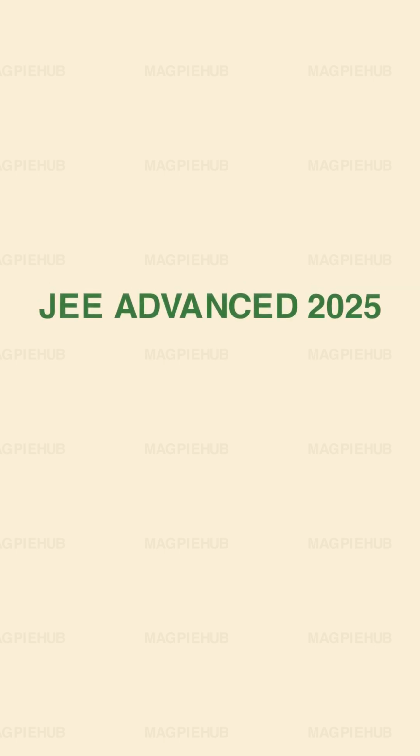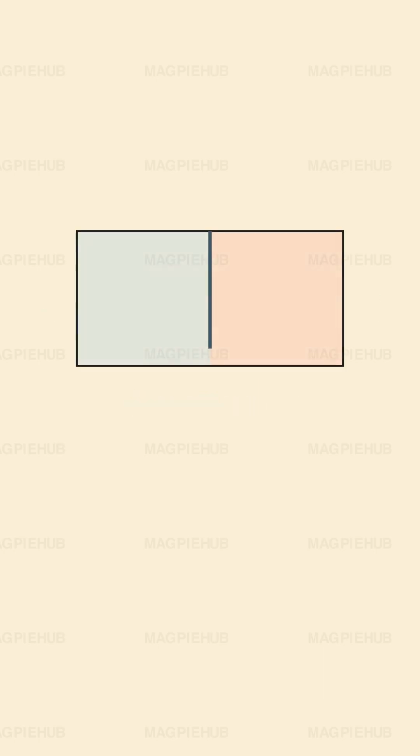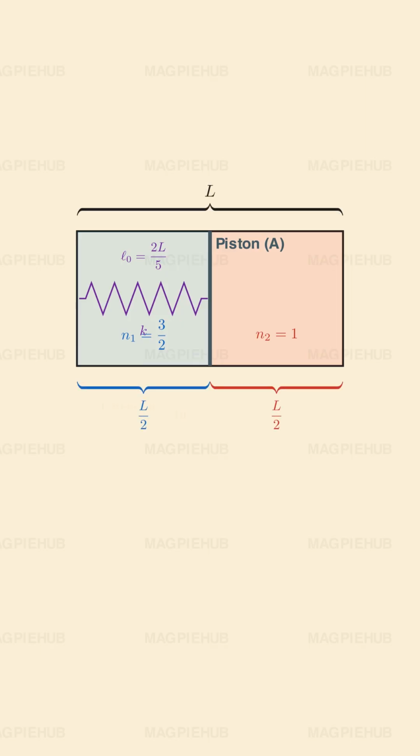JEE Advanced 2025, Paper 2, Physics, Question 13. Let us visualize the setup. We have a thermally isolated container of length L. A thermally conducting, movable piston of area A divides it into two compartments.